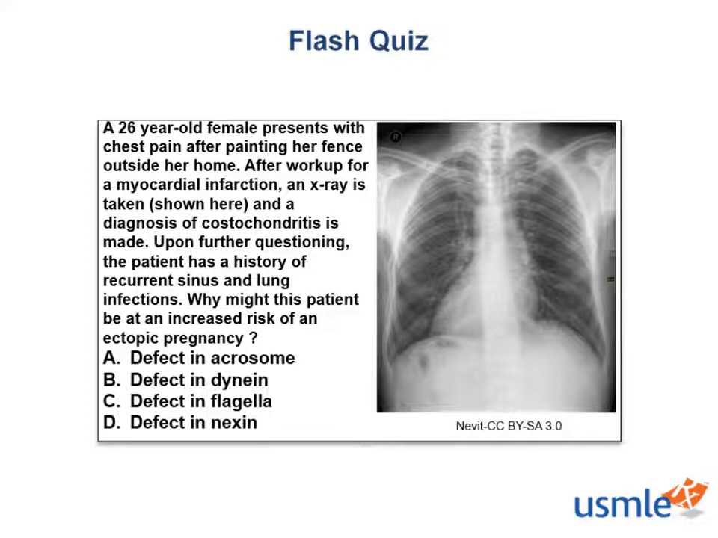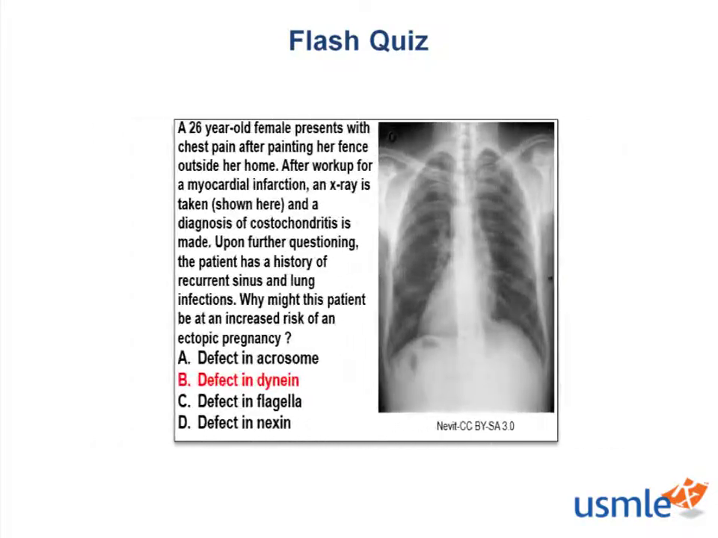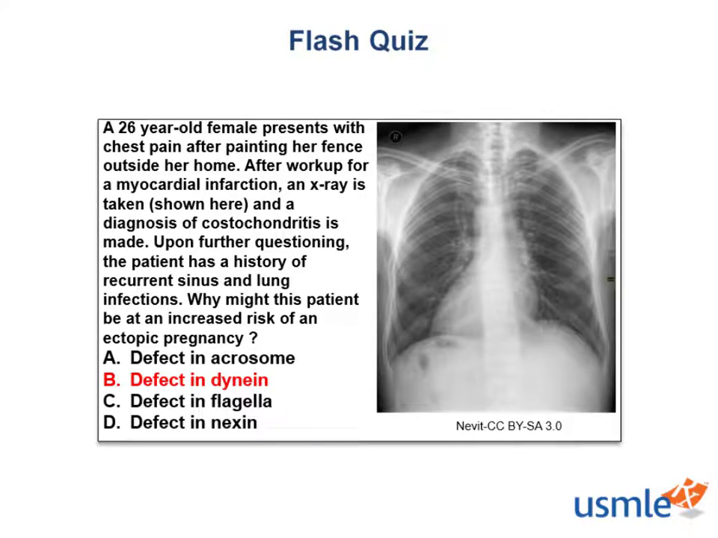A. Defect in acrosome. B. Defect in dynein. C. Defect in flagella. Or D. Defect in nexin. The correct answer is B. A defect in dynein. This patient has what autosomal recessive disease? Primary ciliary dyskinesia or Kartagener syndrome. The chest X-ray shows dextrocardia with the heart being positioned in the right chest cavity. This occurs because of a defect in cilia, specifically in the dynein protein, which inhibits normal ciliary functioning.